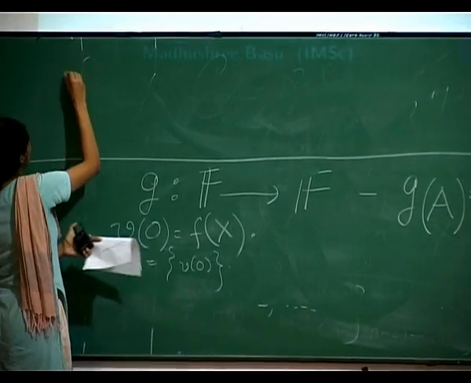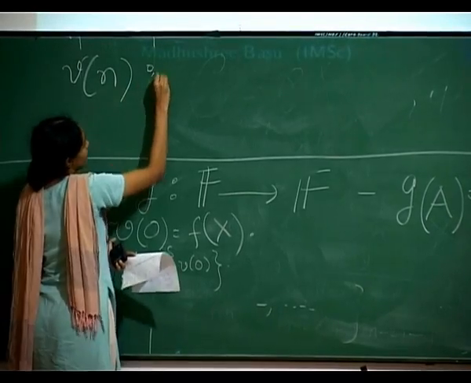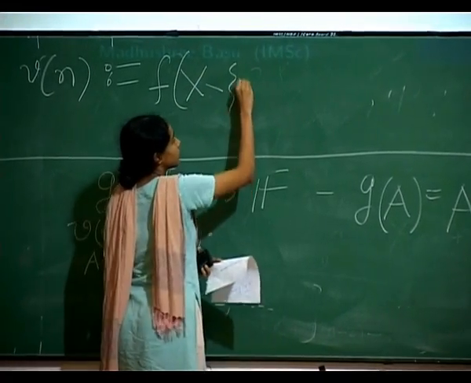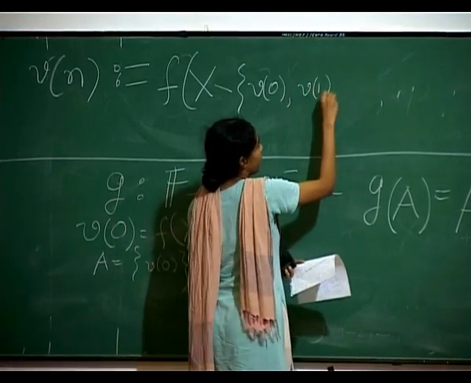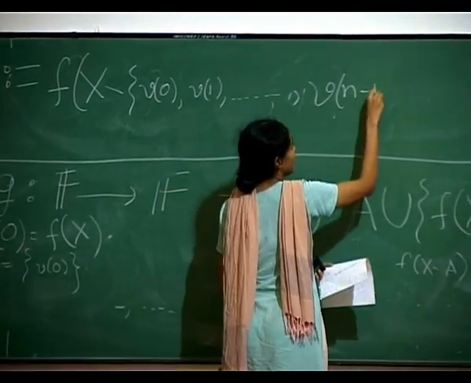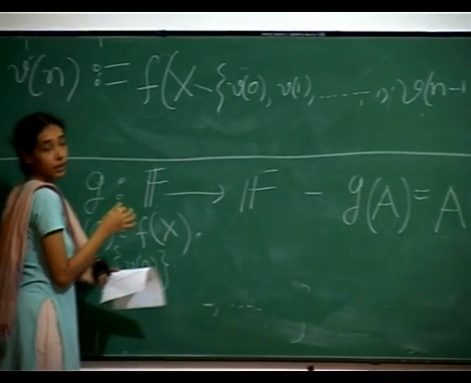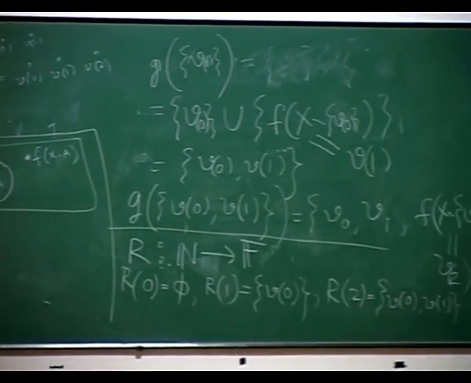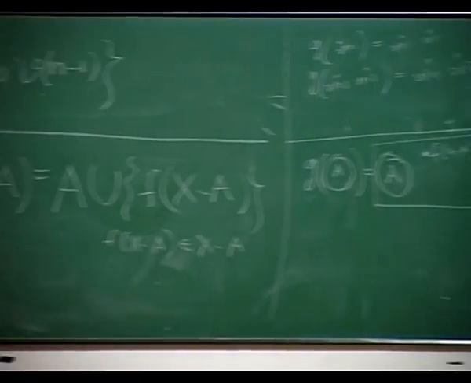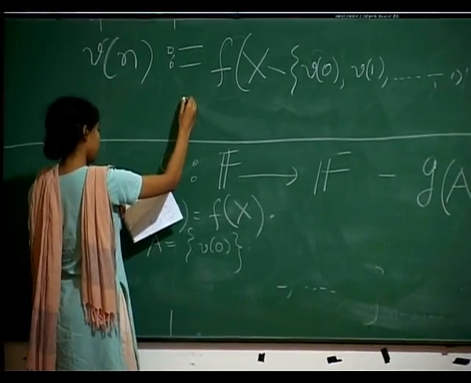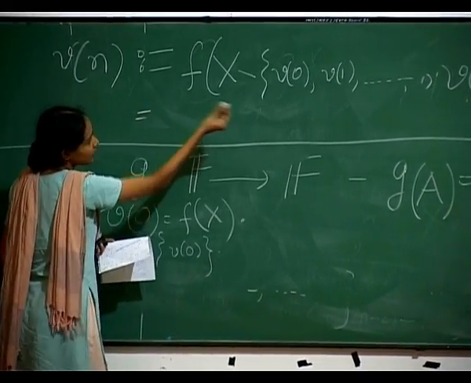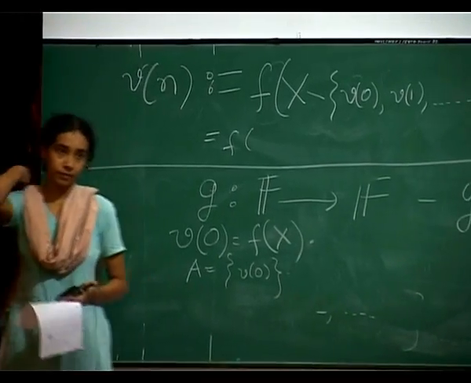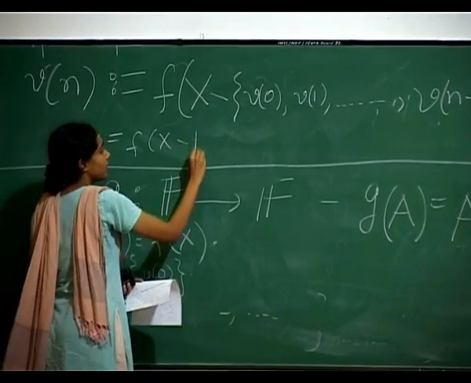Okay, so now of course I want to define my function V as V of n being f of x minus V0, V1 up to Vn minus 1. Just note one thing, that these Rn's are contained in one another. So R0 is inside R1, is inside R2 and so on. Now if I define my Vn like this, then what is this set V0 up to Vn minus 1? It is called Rn.